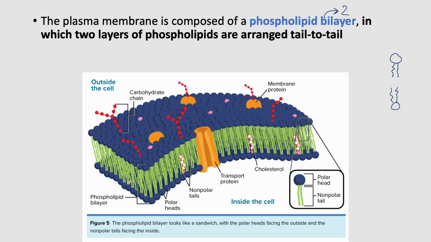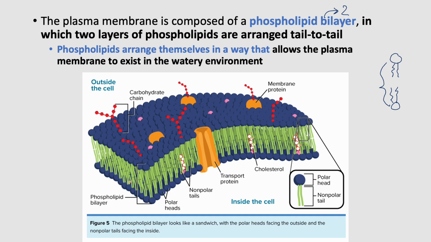Now remember, since these tails are lipids, that means they don't associate with water very well. This is why our membranes associate to the inside to protect them from those watery environments. So phospholipids arrange themselves in a way that allows the plasma membrane to exist in a watery environment. You can see tails are located in the middle. Our fatty acid tails are located where the water cannot get to them, and our phosphate heads are associated in the watery environment. Again, the structure of our phospholipid makes it very well suited to survive in our aqueous environment.